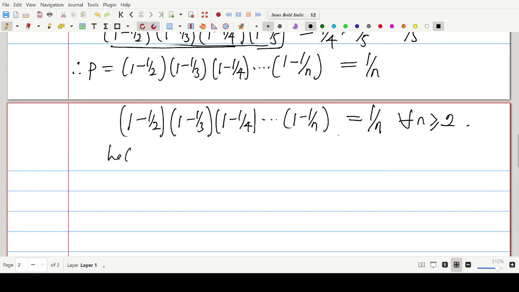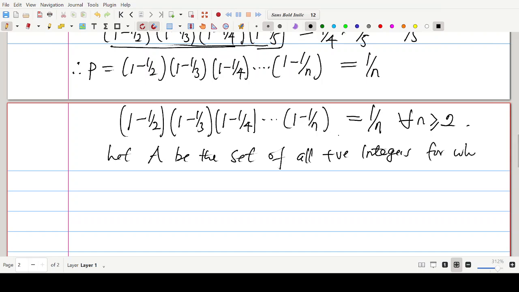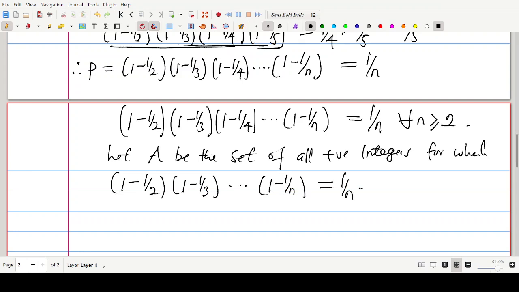We can say let A be the set of all positive integers for which (1 minus 1 over 2) multiplied by (1 minus 1 over 3) until you get to (1 minus 1 over n) equals 1 over n. So let A be the set. We are defining a set now, as follows: A should be the set of all positive integers for which this statement is true.